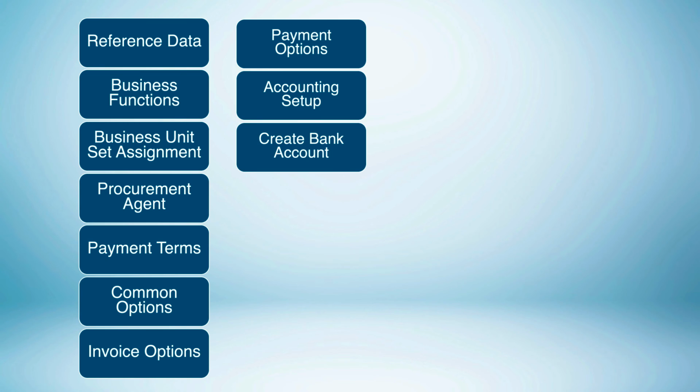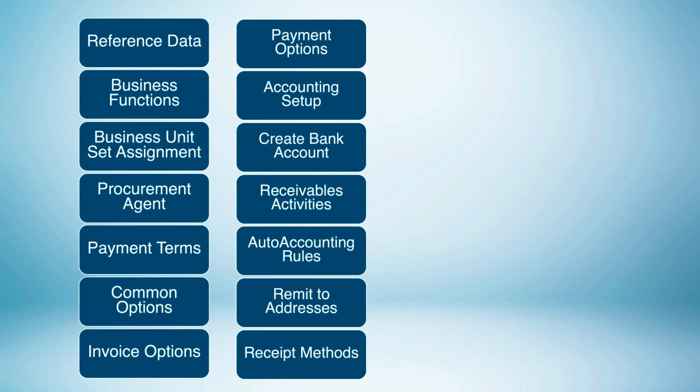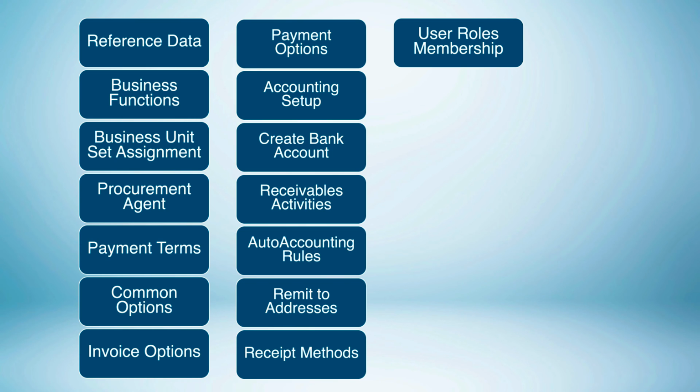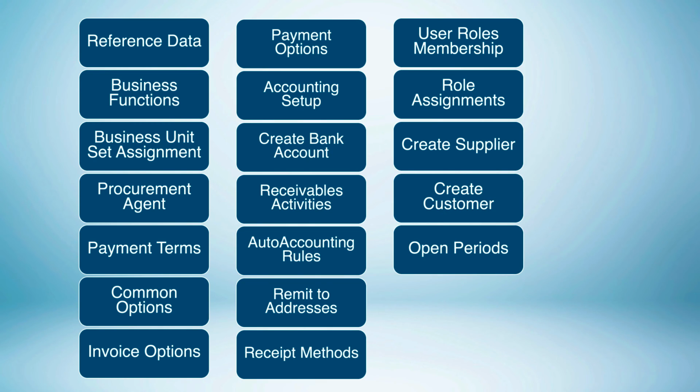We'll then create a bank account and then move swiftly to look at the receivable activities, the AutoAccounting Rules, Remit to address, and then the receipt methods. As part of the use, we'll set up the users and look at the user roles and membership, and then we'll look at the role assignments, and then we'll create a supplier, create a customer, and then we open the periods in readiness for creating transactions.